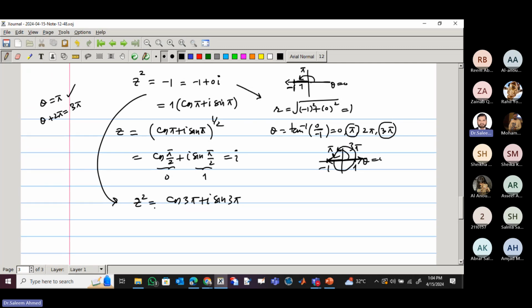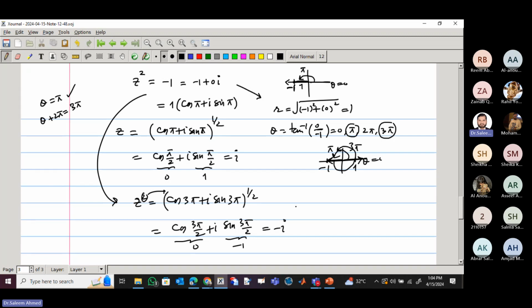Okay, so now if I take the square root, this 2 will go there and become 1 by 2. So now if I bring this down, it becomes 3 pi by 2. Now cos 3 pi by 2 is 0 and sine 3 pi by 2 is -1.